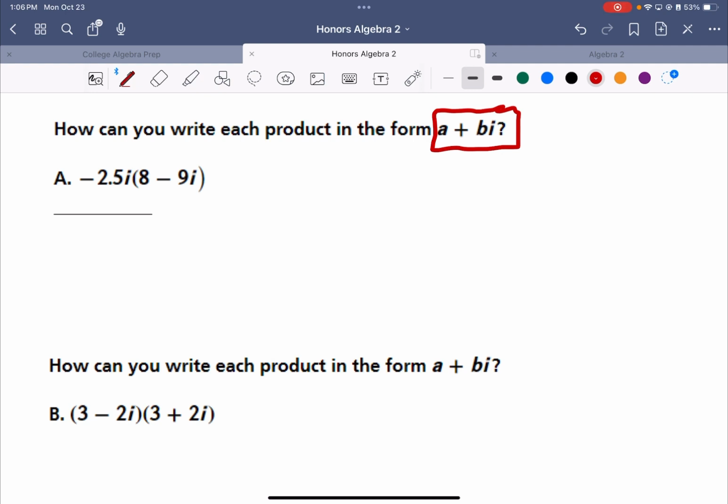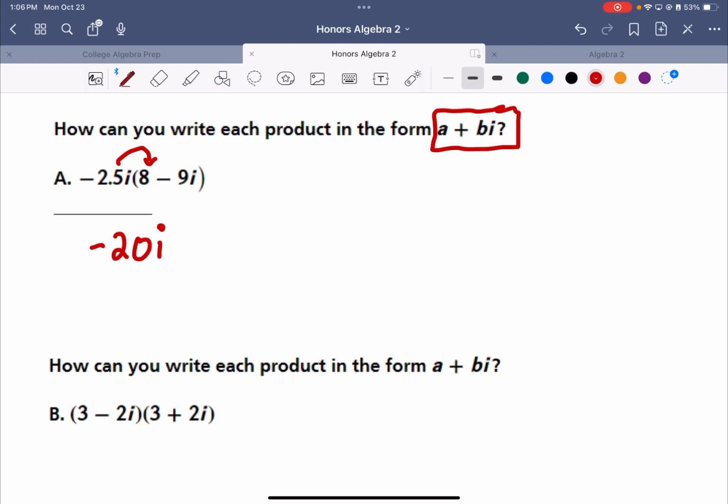All right, so let's look at the first one. We've got negative 2.5i, and then in parentheses, 8 minus 9i. And again, we're going to think about this as multiplication. If I was going to multiply 2.5x times 8, we distribute. And that's what you do. You're going to distribute. Multiply reals times reals. Negative 2.5 times 8. That's negative 20. That gives us negative 20i.